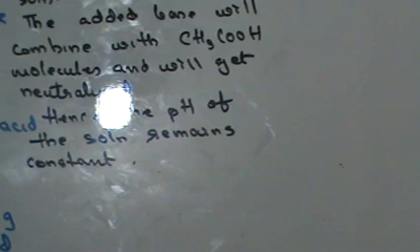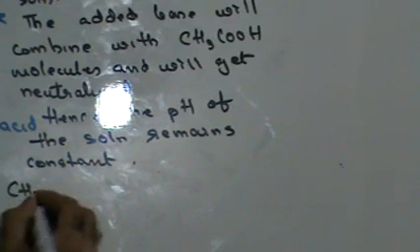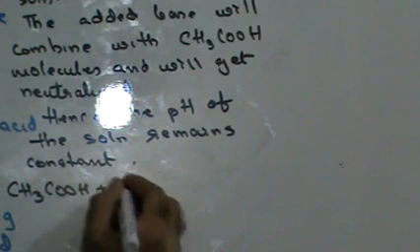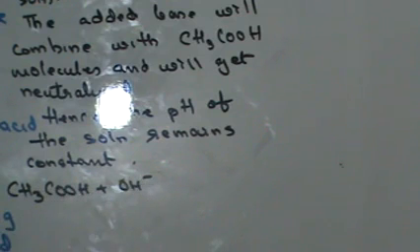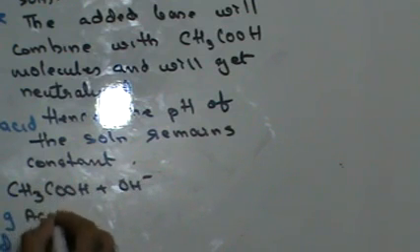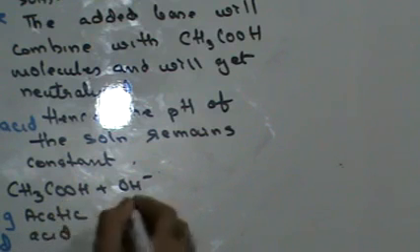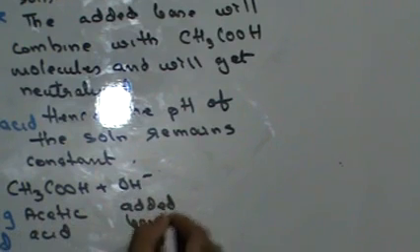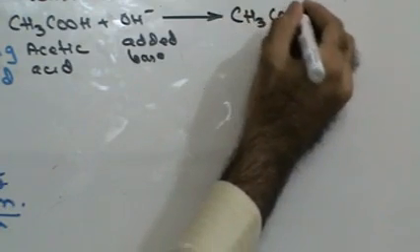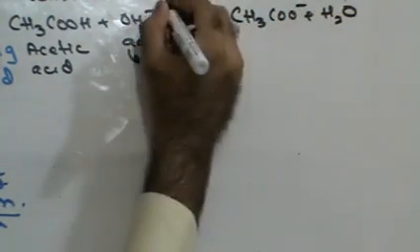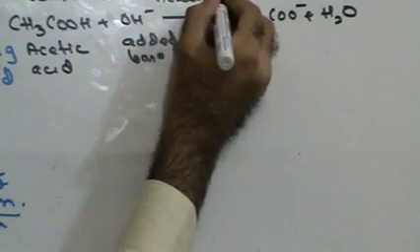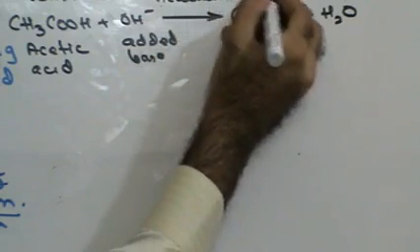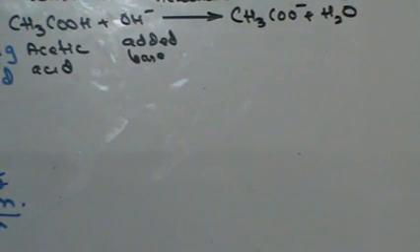Let's see the equation for this. Acetic acid will combine with hydroxyl ions. This is your acetic acid, and this is your added base, to give you acetate ions and water. This is again neutralization. So you have a neutralization reaction taking place again.